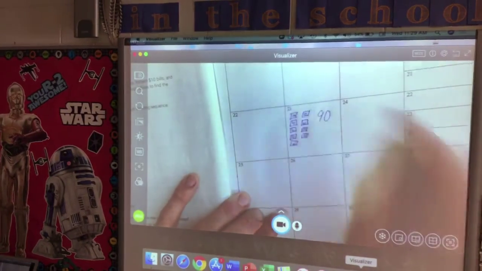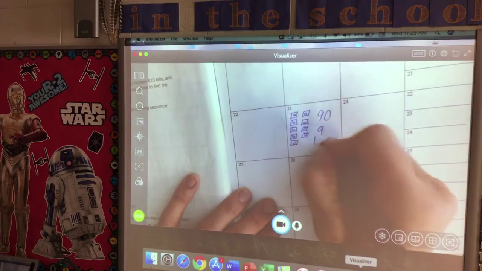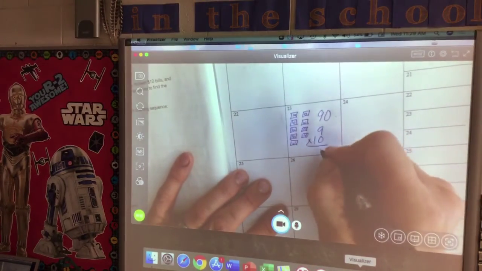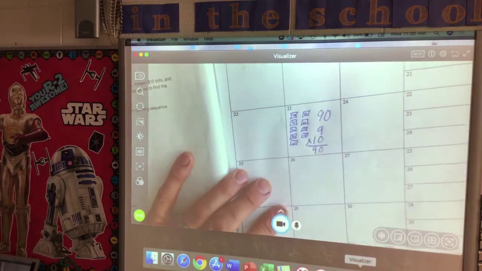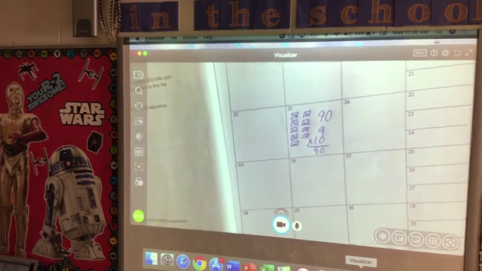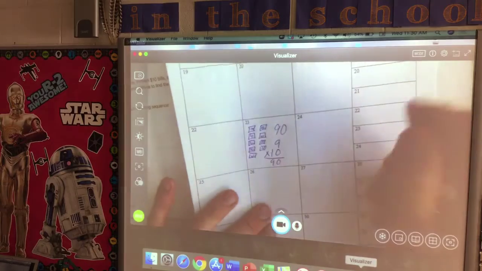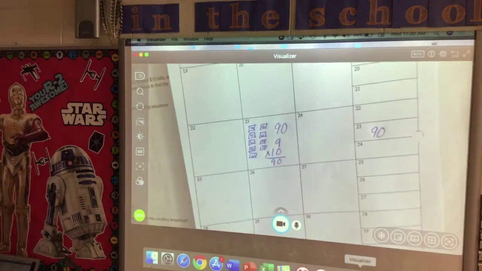My answer is 90. Now, if I have 9 tens, we can also make that into a multiplication problem. 0 times 9 is 0, and 1 times 9 is 9, so 90. Either way, we come up with the same answer. If I have 9 tens, it equals 90. Number 23 is 90.